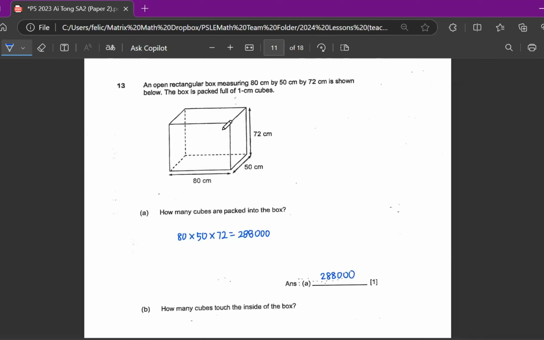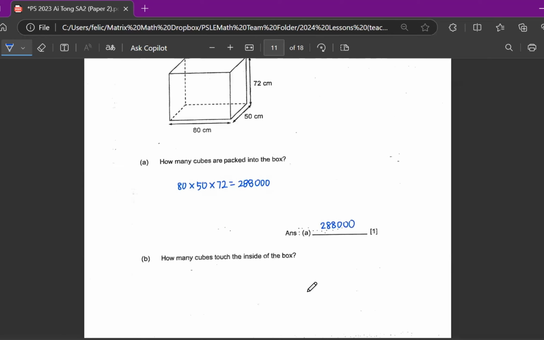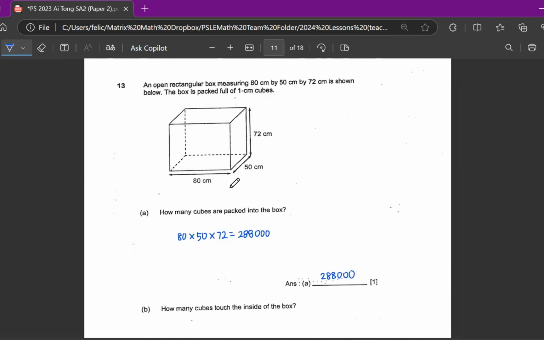Alright, so this will be challenging to calculate to find how many cubes touch the inside. What would be easier is to calculate the cubes that do not touch the inside of the box, the cubes that do not touch the inner walls of the box. Why do I say that's easier?